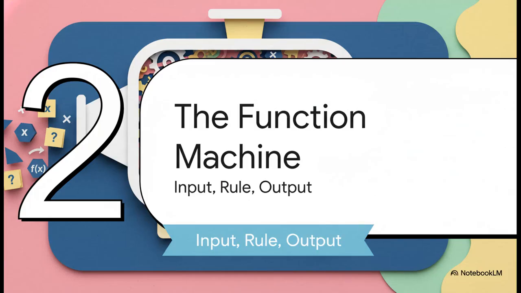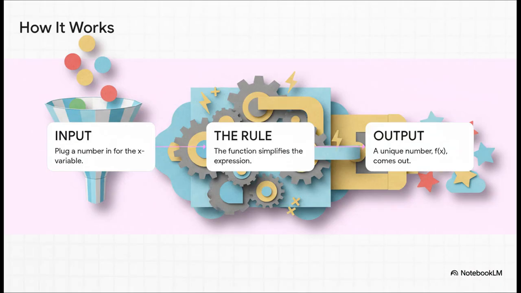To really get a grip on this, the best way is to imagine a function as a simple machine. It's a fantastic way to visualize what's happening. You've got an input, the machine does its thing, and then you get an output. Simple as that. So how does this machine work? It's a simple three-step process. First, the input. You take a number for x and you pop it into the machine. Step 2 is the rule. The machine takes your number and applies its specific rule to it. You know, like multiply by 3 and subtract 4. And finally, step 3 is the output. A brand new, unique number comes out the other side. That's it. Input, rule, output.